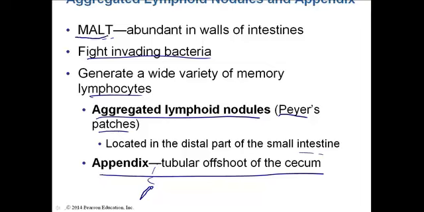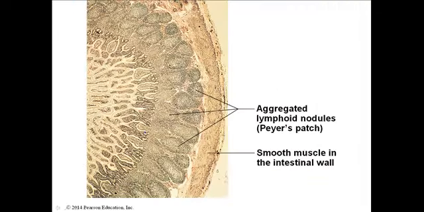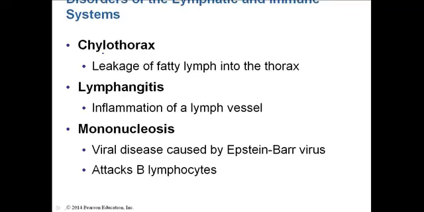So anyway, MALT is an acronym for this. Okay, it's just lymphoid tissue and lymphoid nodules. These are the Peyer's patches in the intestine. So we can move on to some disorders.